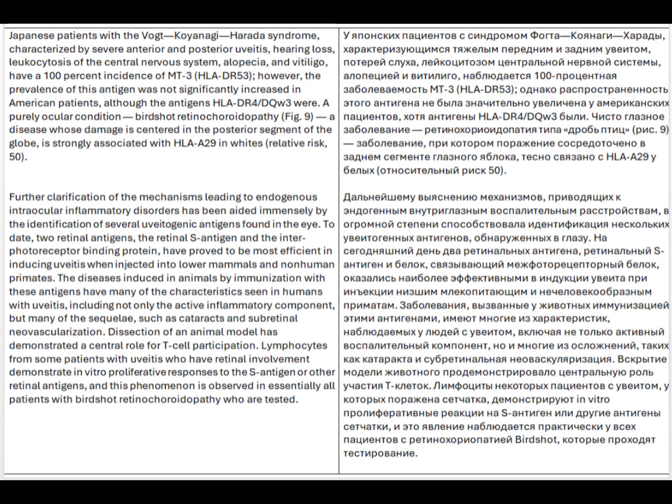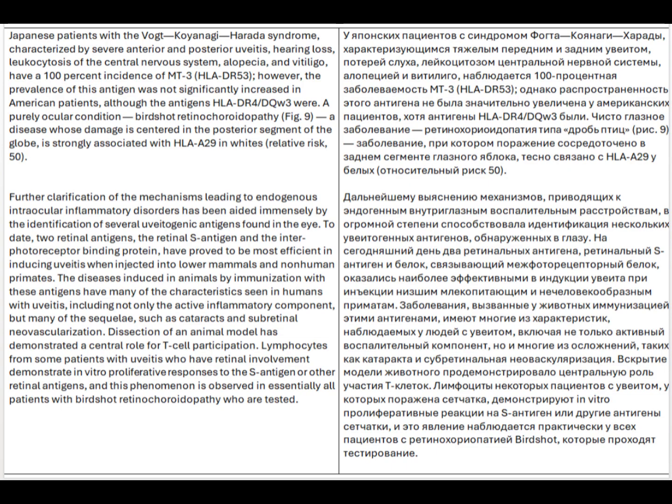Japanese patients with the Voigt-Koyanagi-Hirota syndrome, characterized by severe anterior and posterior uveitis, hearing loss, leukocytosis of the central nervous system, alopecia, and vitiligo, have a 100% incidence of MT3, HLA-DR53. However, the prevalence of this antigen was not significantly increased in American patients, although the antigens HLA-DR4 or DQW3 were.